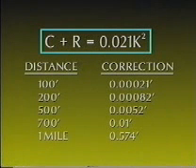Because both curvature and refraction affect sightings at the same time, the two corrections can be combined. The combined effect of curvature and refraction is calculated by the formula C plus R equals 0.021 K squared.